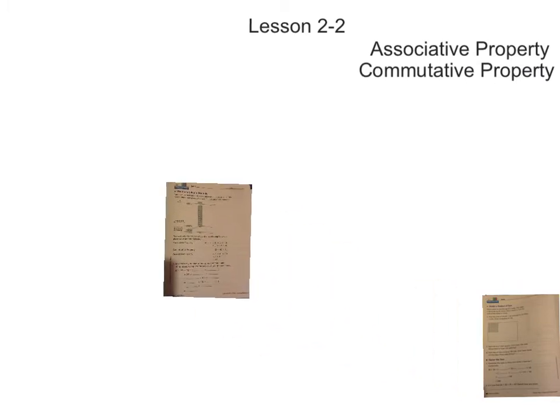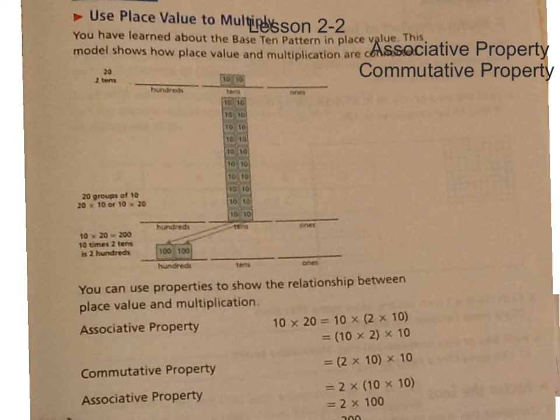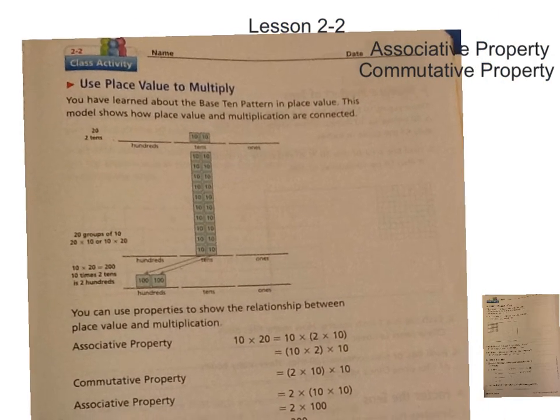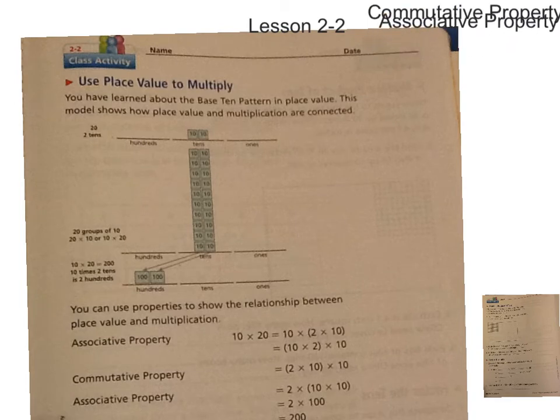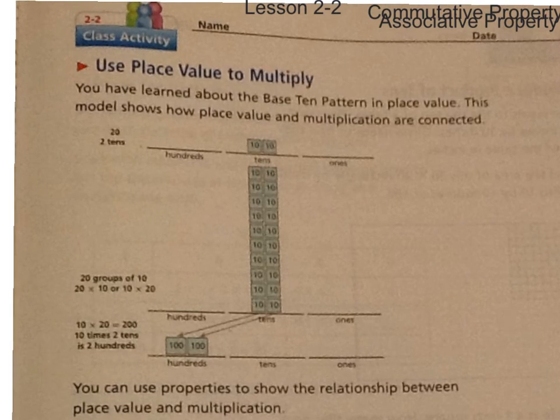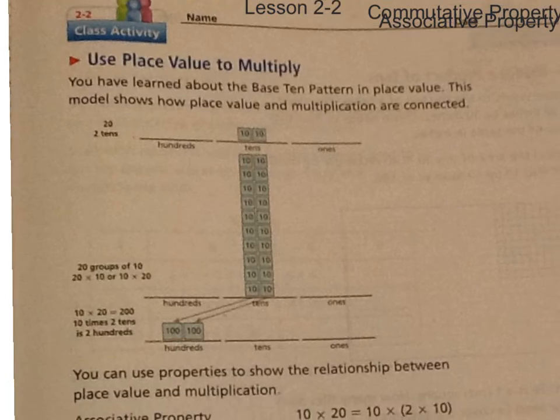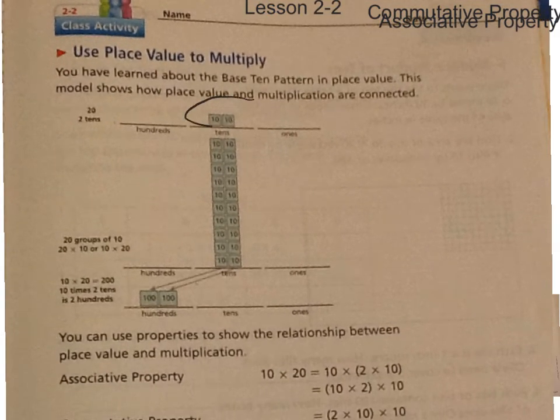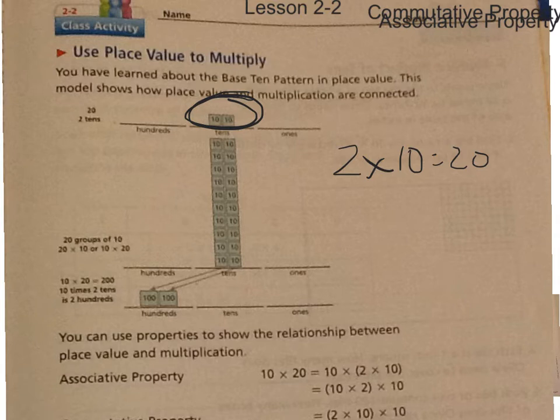So first I want you to open up to page 43. On page 43, you'll see on top, you have learned about base 10 pattern and place value. This model shows how place value and multiplication are connected. Looking at the first line, if I just said 2 times 10 equals 20, you'd be able to see this in the place value because I have two tens. So 2 times 10 equals 20.